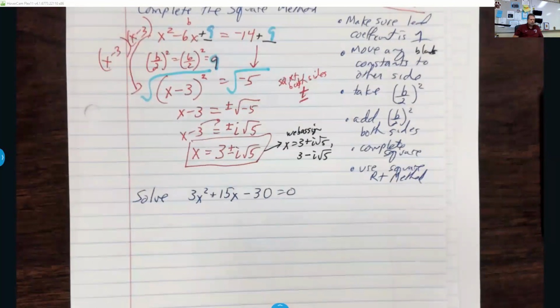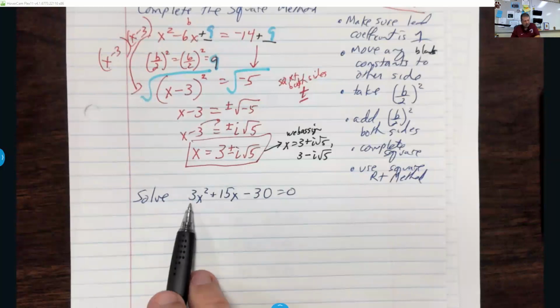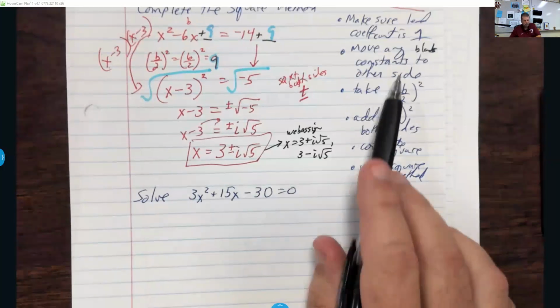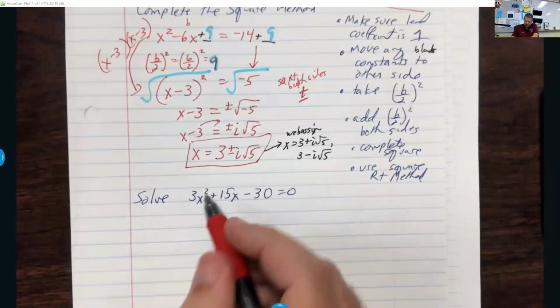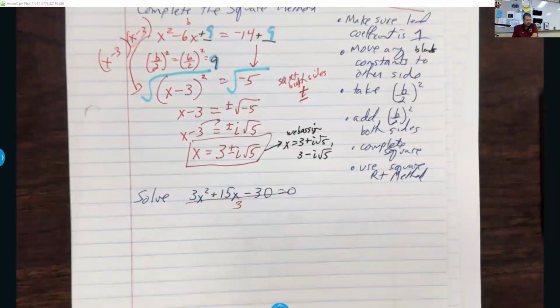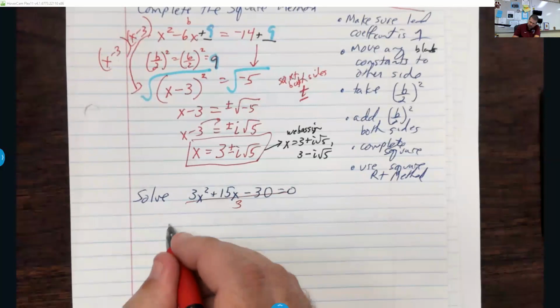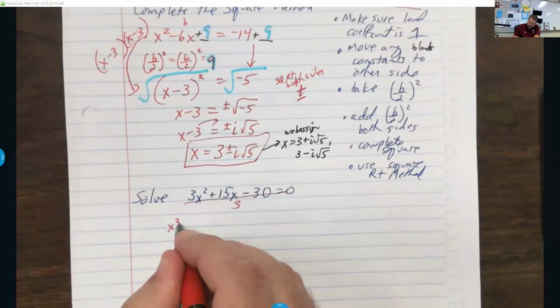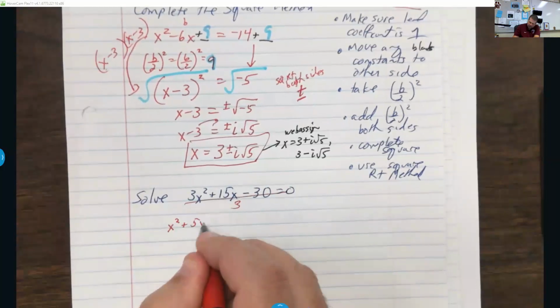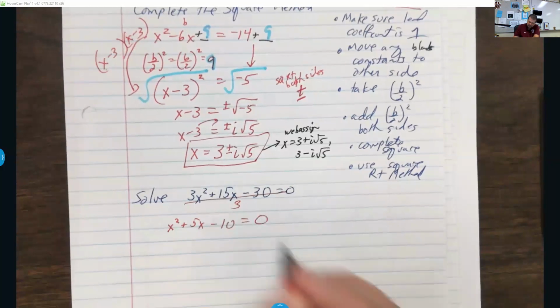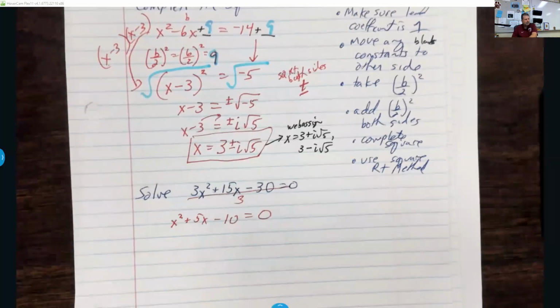All right, so let's look at one more example. Notice the front term is a 3. I want the front term to be a 1. So what we're going to have to do is divide everything by 3, which gives me x squared plus 5x minus 10. Now I have the 1 in the front.